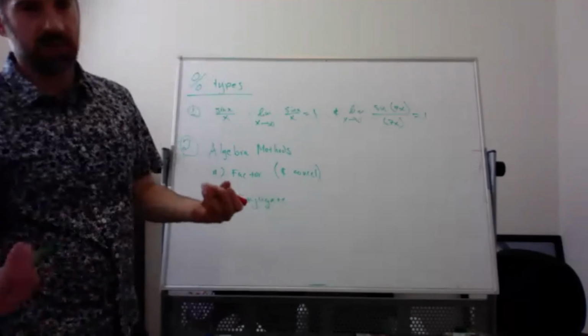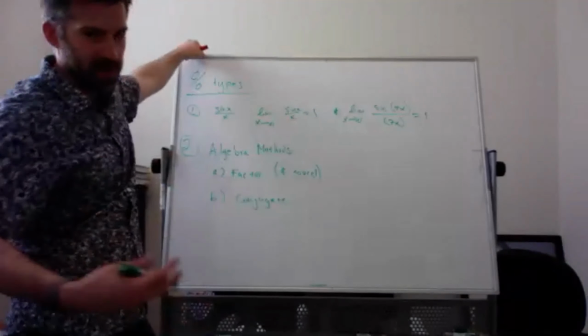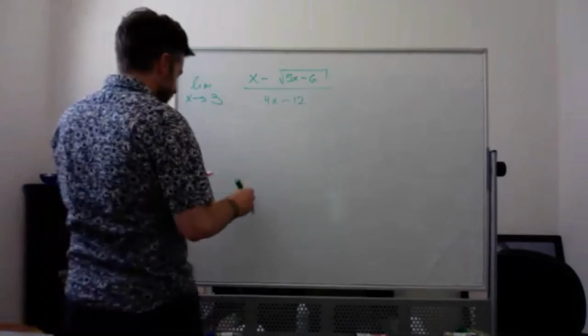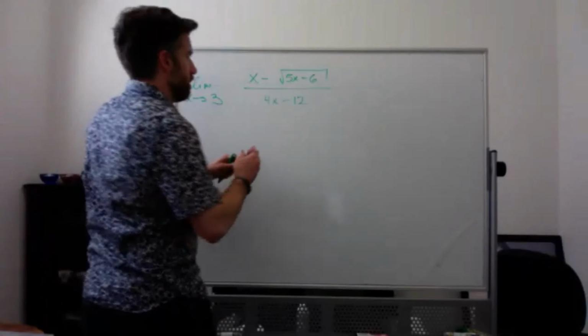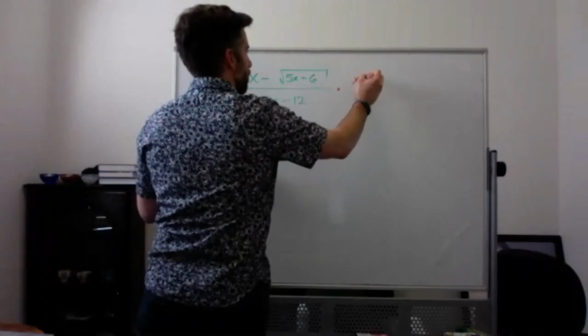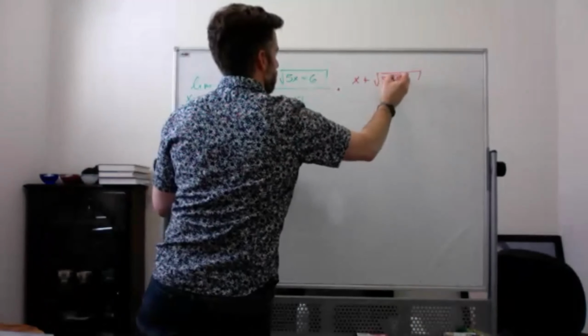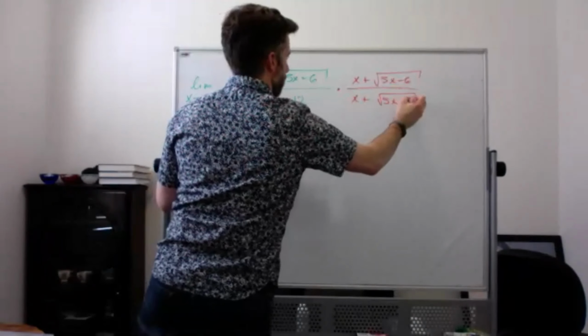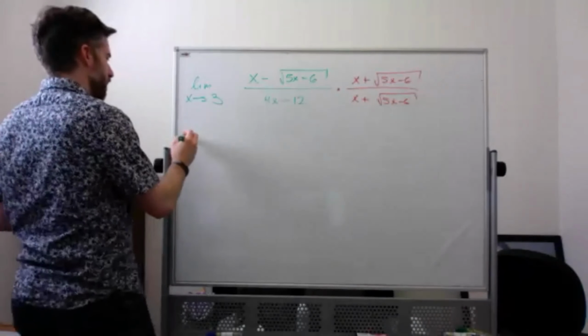And then usually also factoring and canceling, right? There's always factoring and canceling after you do something, almost always. So here I'm going to multiply by x plus the square root of 5x minus 6 over the same thing.